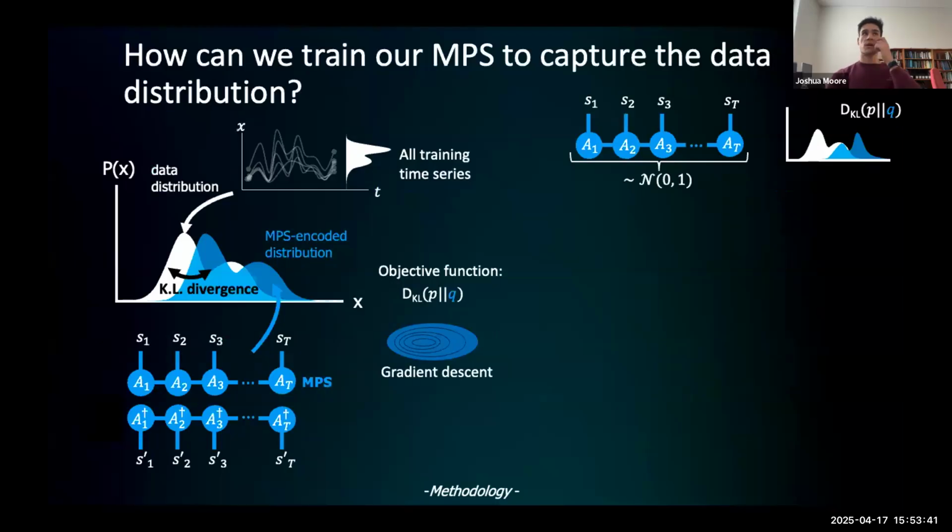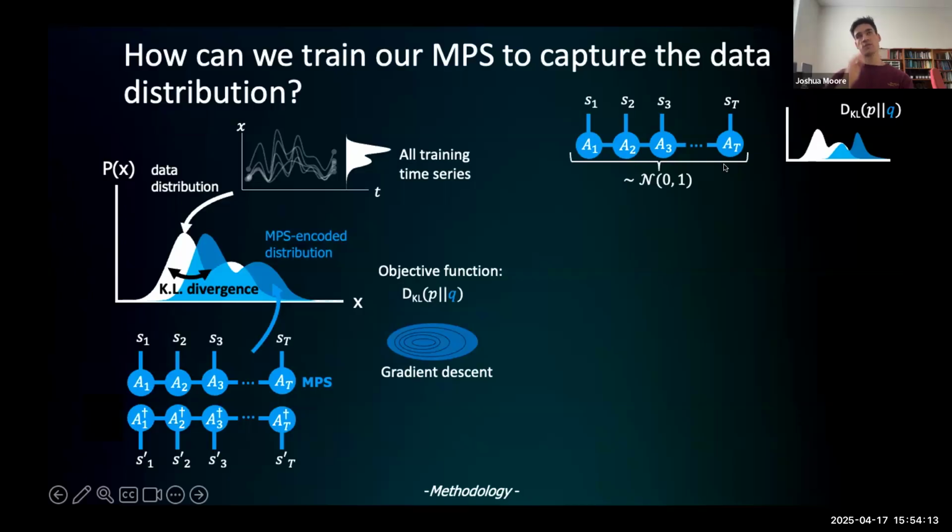And so how can we train our MPS? So we have our data distribution here. This is a little illustration showing all these time series that we observe from some system. Say it's a noisy, trendy sinusoid, and this defines some joint time series distribution. This is the empirical data we're working with. Our goal is to approximate this using our MPS. And so we have the two distributions here. The white distribution would be our data distribution, and the blue is the MPS approximated distribution.